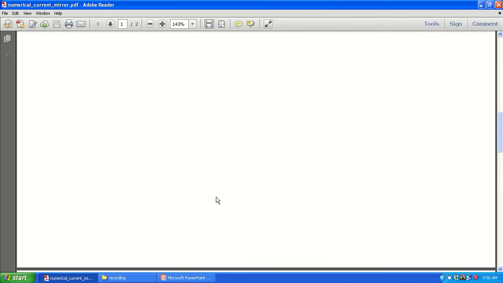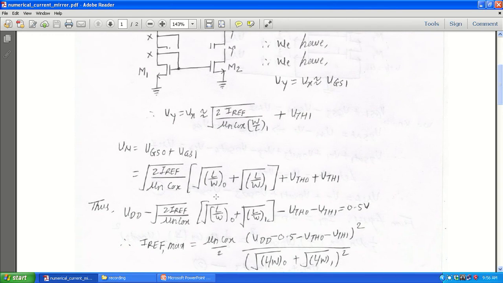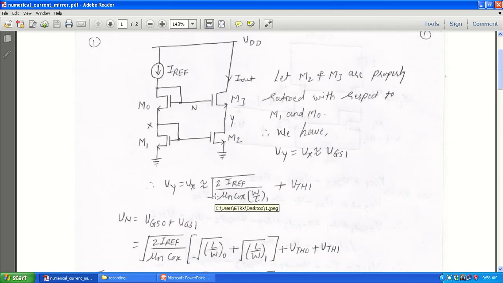Now you can plot this Vx and Vy. So Vx and Vy will start on the y-axis from VTH1 and then they will go on increasing.